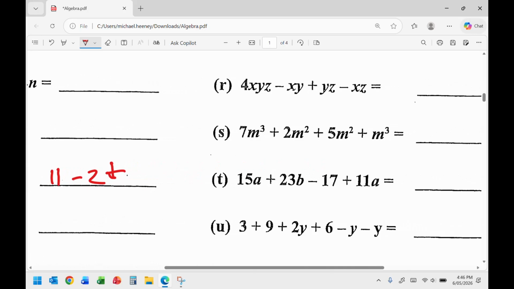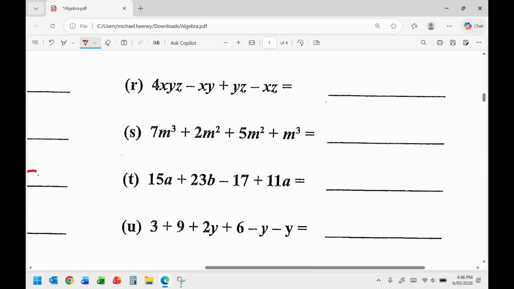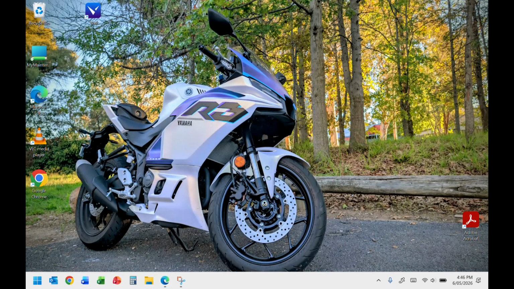Right, let's come over this side. Let's do t. I'm just picking out a few at random because information evening is coming up. And I just want to do this quickly first. 15a plus 11a. That is going to give me 26a. What else do I have? Well, I've got some b's. They've been added. So plus 23.